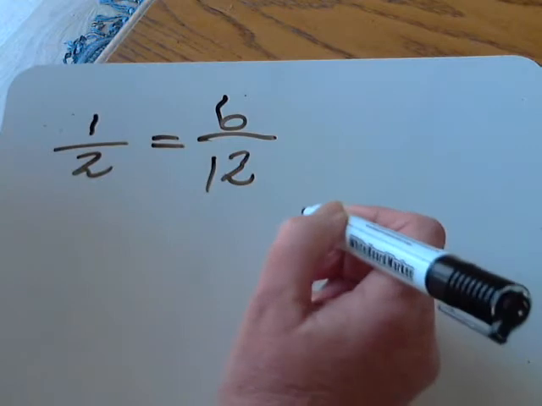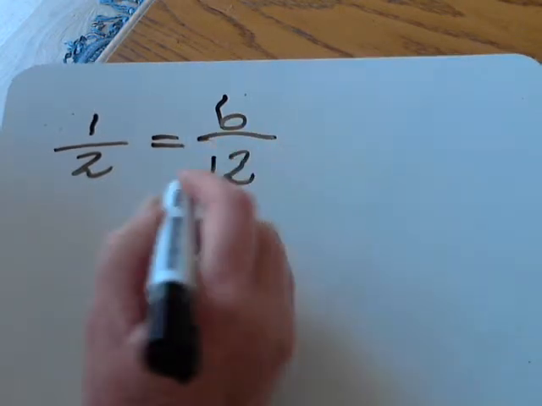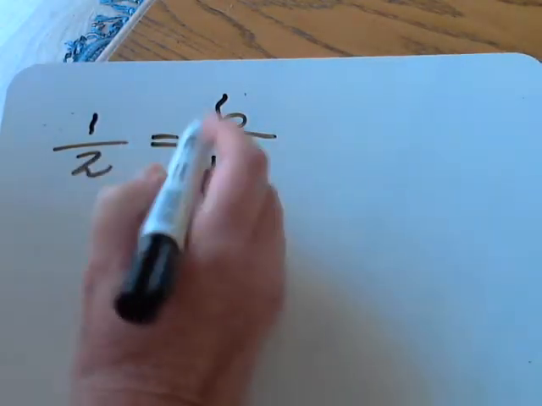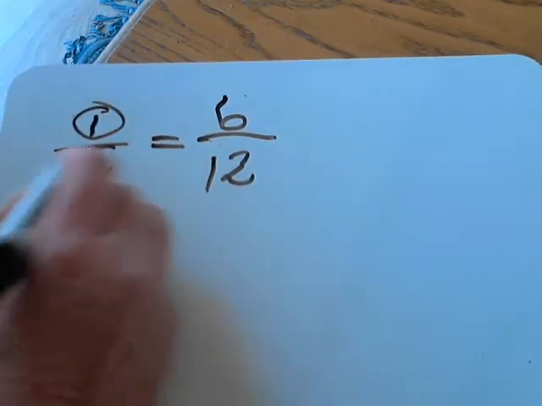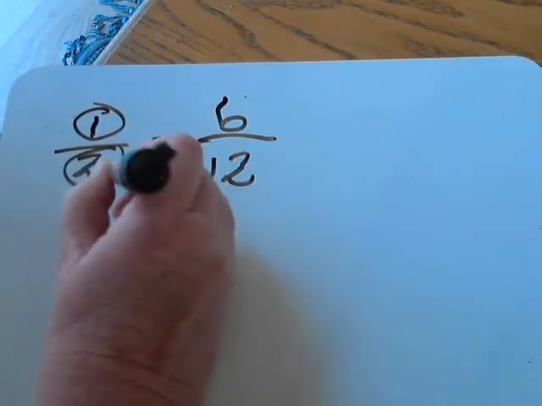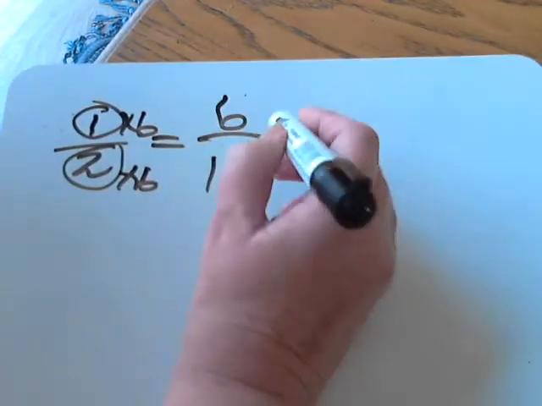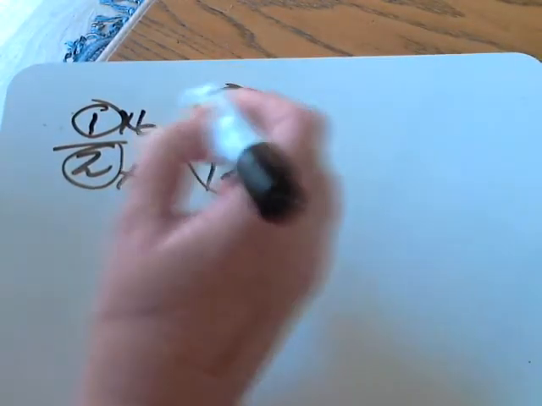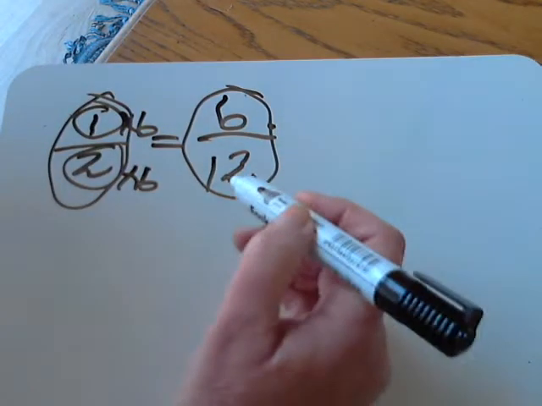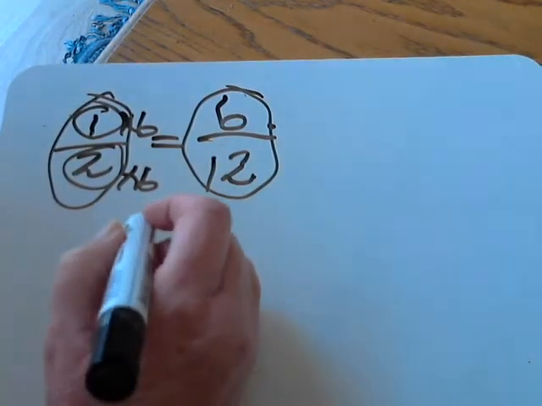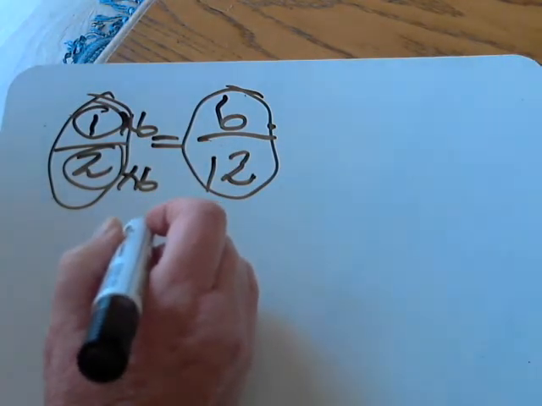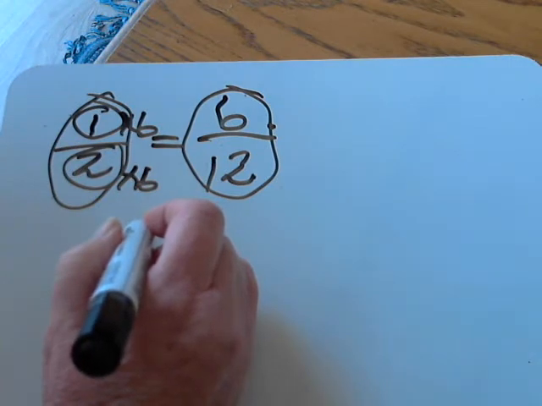The word equivalent, you can hear, sounds like equal. I know they're equivalent because what I did to the top, I did to the bottom. So 2 times 6 would give me 12. 1 times 6 would give me 6. That makes that an equivalent fraction to half. Now, if I have a look at the others, why are they the same? Because you multiply or divide top and bottom by the same thing.